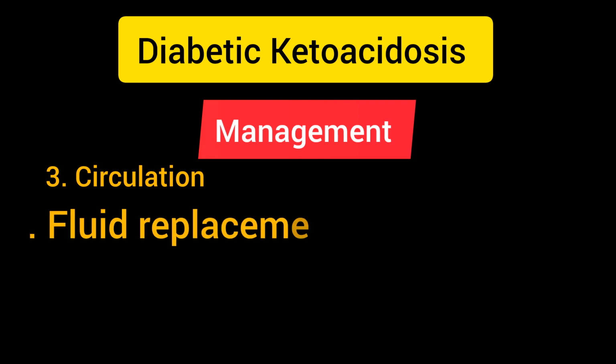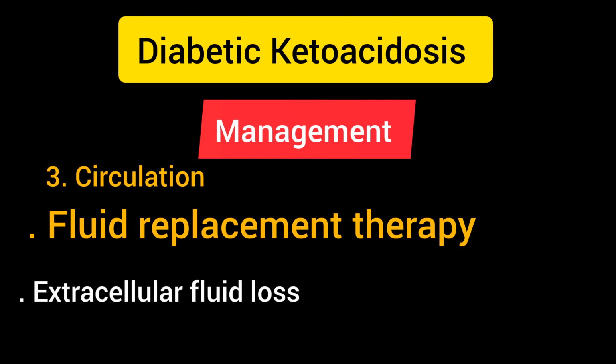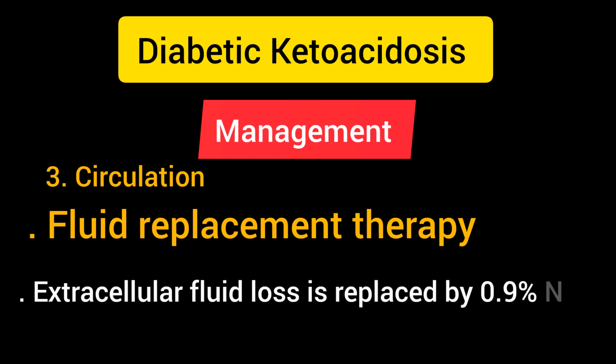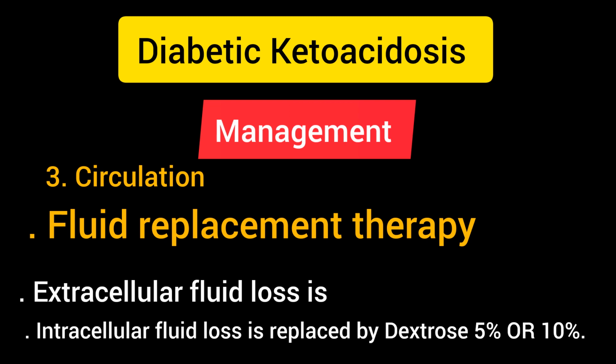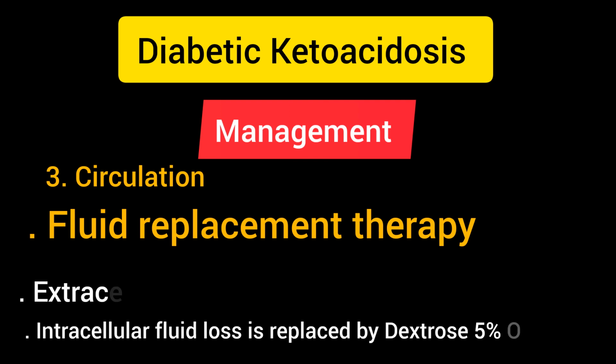Fluid replacement therapy. Extracellular fluid loss is replaced by 0.9% normal saline, that is isotonic solution. Intracellular fluid loss is replaced by dextrose 5% or 10%. Fluid of choice is 0.9% normal saline or 0.45% normal saline.